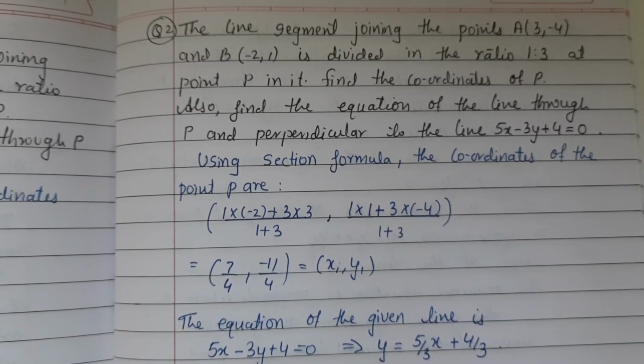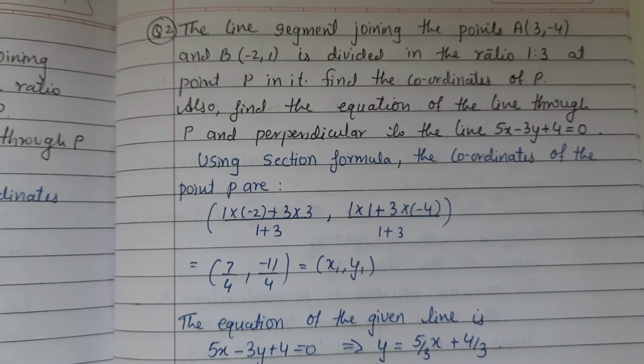Question number 2. The line segment joining points A (3, -4) and B (-2, 1) is divided in the ratio 1:3 at point P in it. Find the coordinates of P. Also find the equation of the line through P and perpendicular to the line 5x - 3y + 4 = 0.